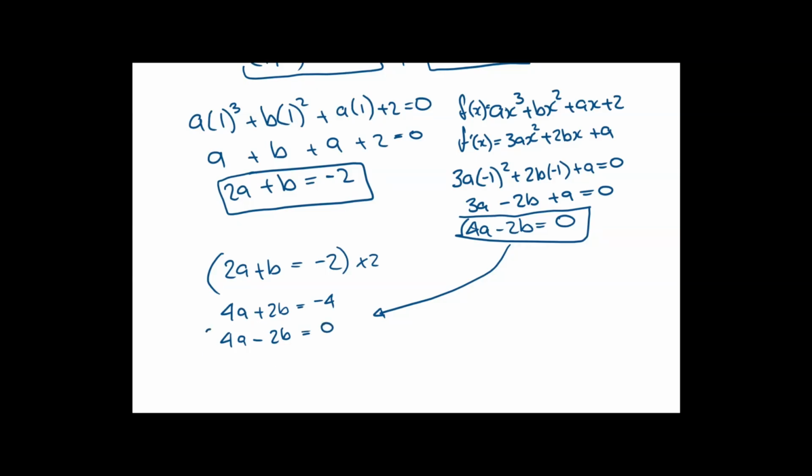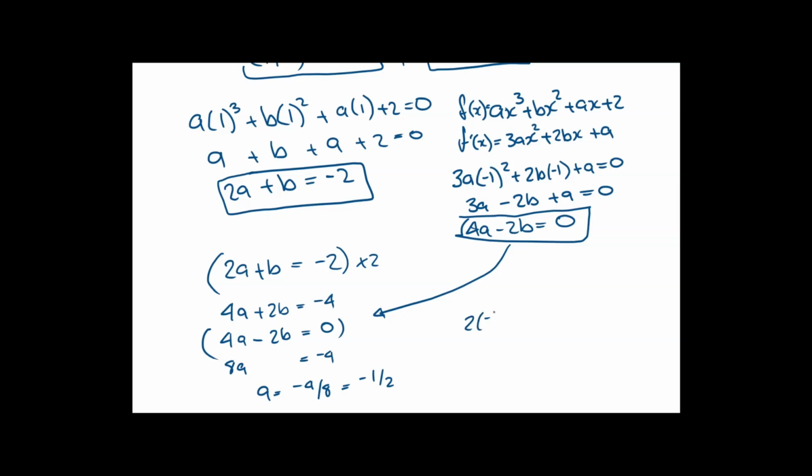So now I'm going to add one to the other. So 4a plus 4a is 8a. 2b minus 2b is no b's. Minus 4 plus 0 is minus 4. So a is going to be minus 4 over 8, which is minus a half. So we're halfway there to finding our equations. Let's sub it into this equation here.